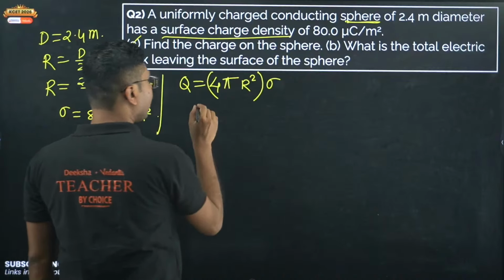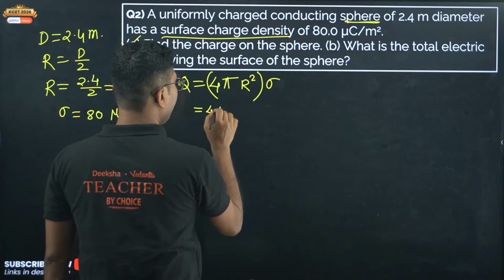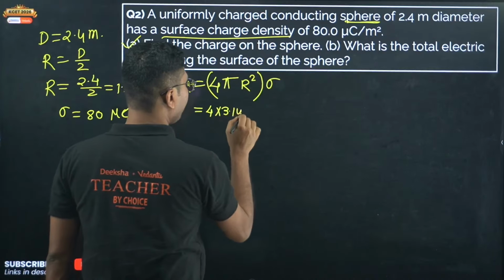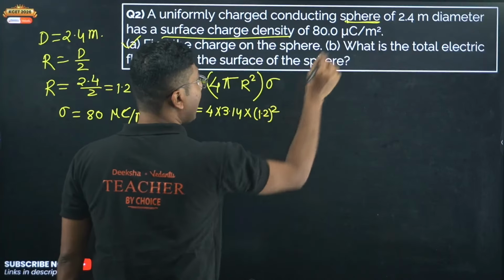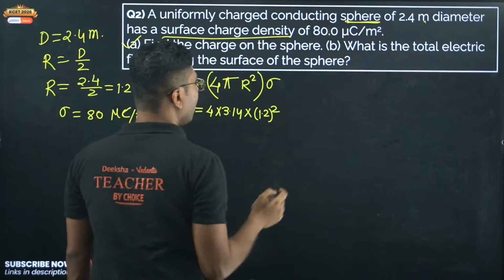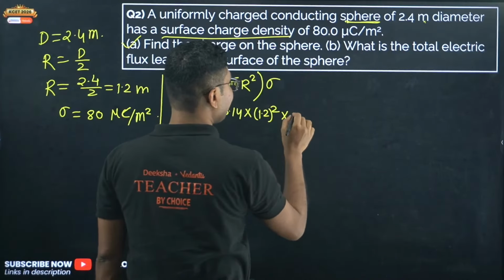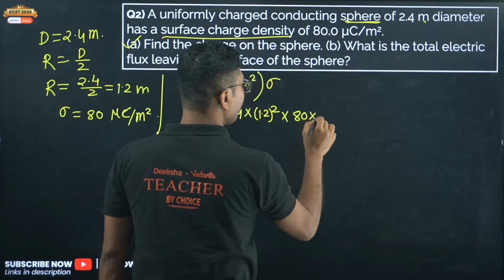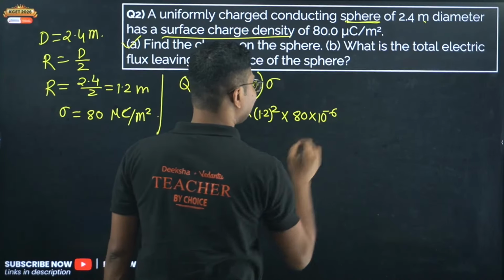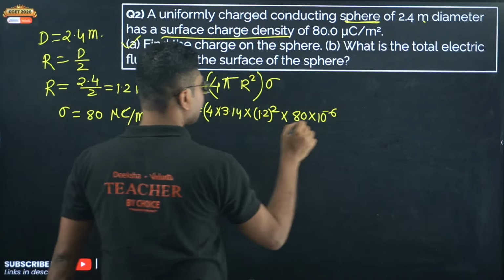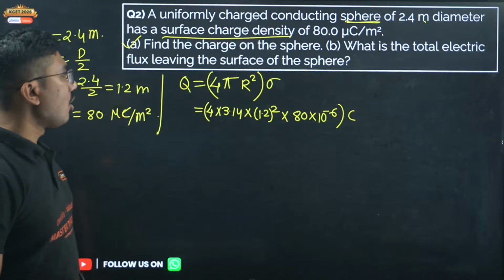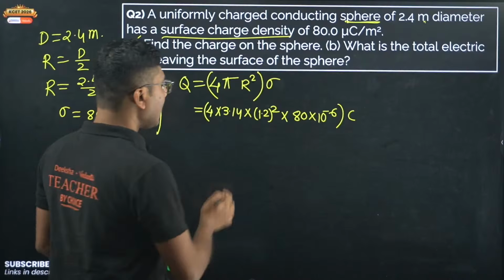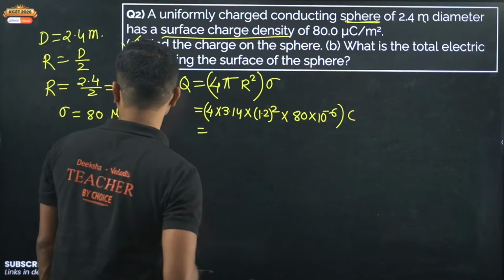Now if you calculate the total charge, 4 into 3.14 into 1.2 square, no conversion is required, it is already given in meter, into sigma, which is 80 microcoulomb, meaning 10 to the power of minus 6, and the entire charge will be in coulomb. So this is the total charge on the surface of the sphere. Calculate and tell me the value.